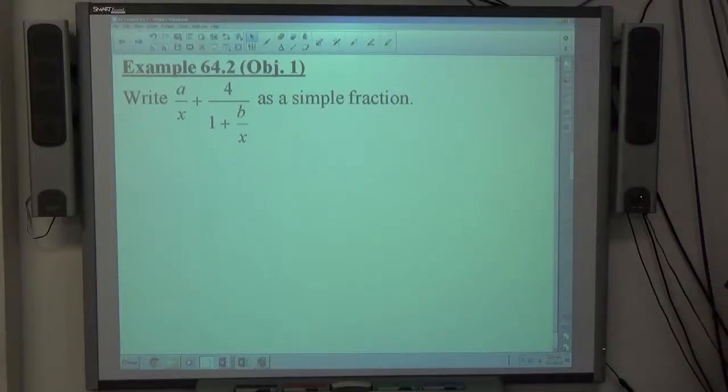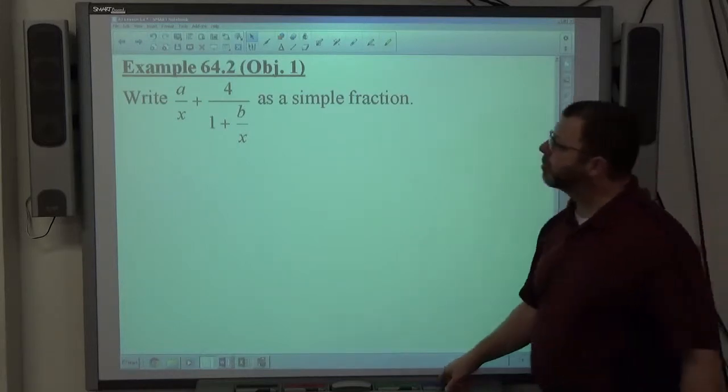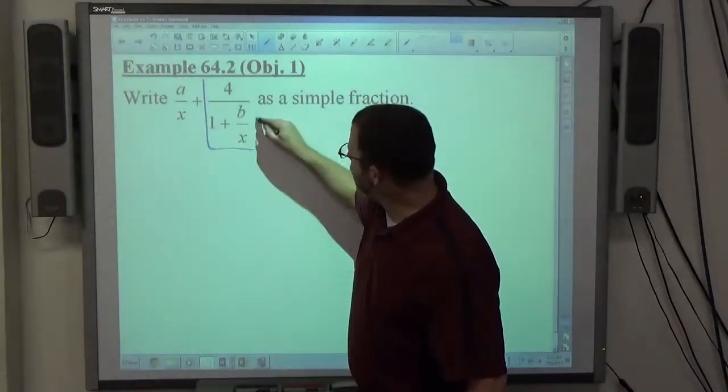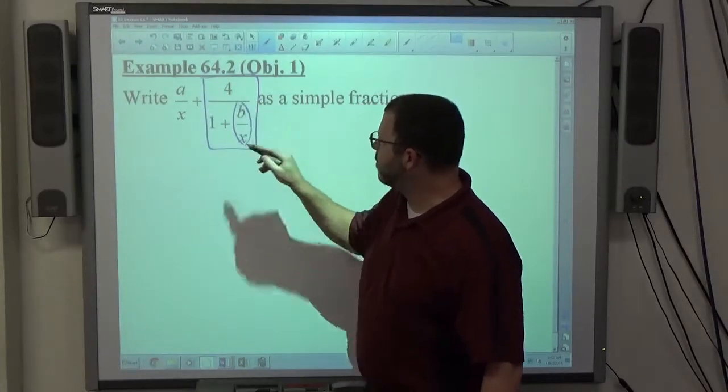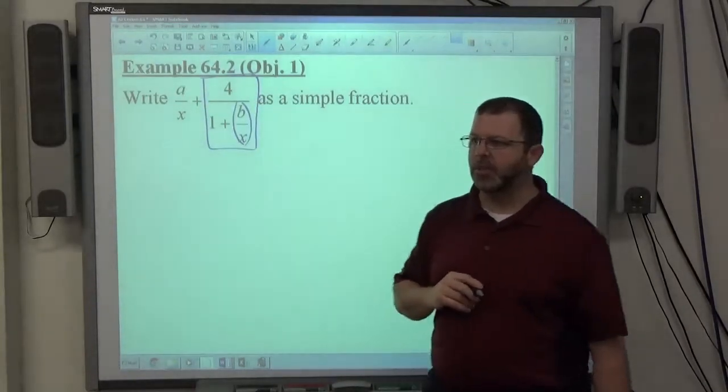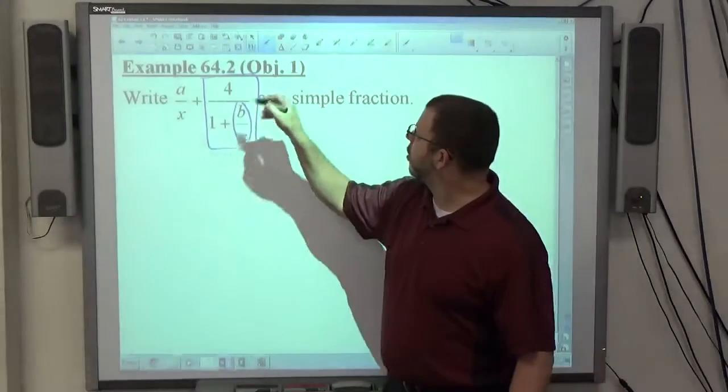Example 2, write a over x plus 4 over 1 plus b over x as a simple fraction. Same issue as the last problem. This is a complex fraction, so I need to fix it. B over x is the only fraction within the fraction. There are 3 total terms within the fraction.